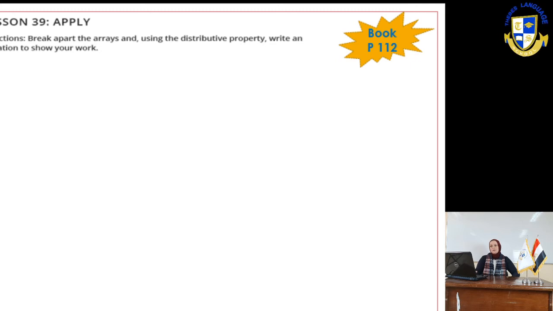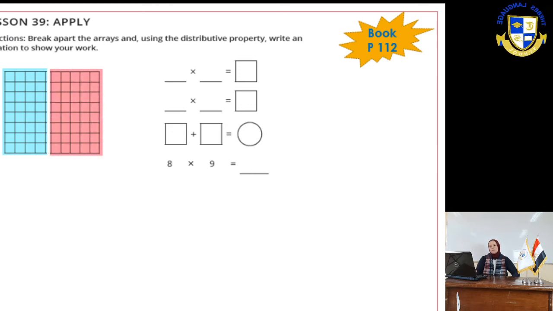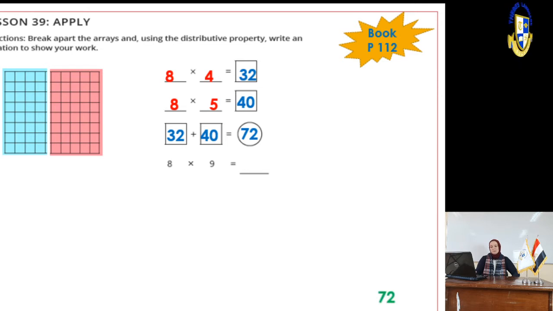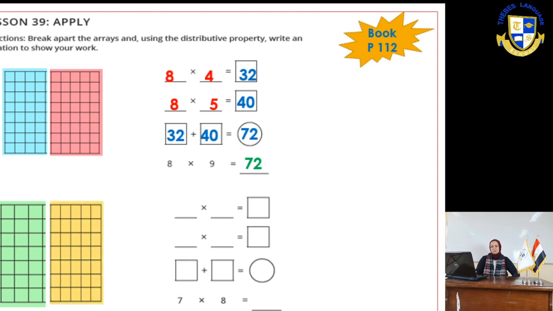Break apart the arrays and using the distributive property, write an equation to show your work. Here we have an array. Okay, we broke this array into 2 parts. The first part is 8 times 4. The second part is 8 times 5. 8 times 4 equals 32. 8 times 5 equals 40. Now we are going to take both of the answers and add them. So we are going to make 32 plus 40 equals 72. Okay, it means that 8 times 9 equals 72.